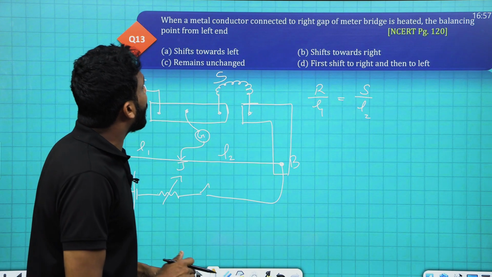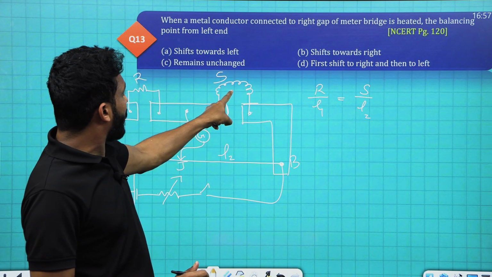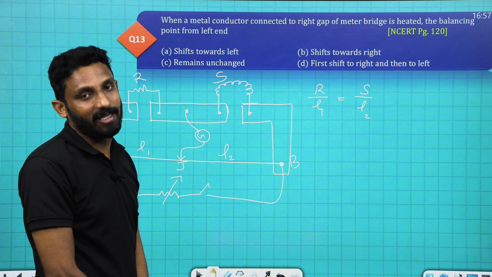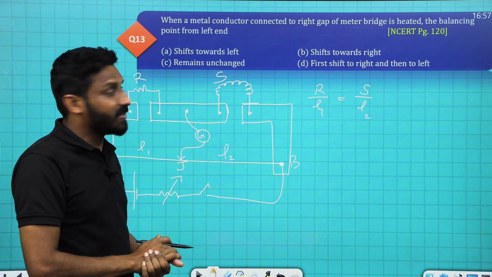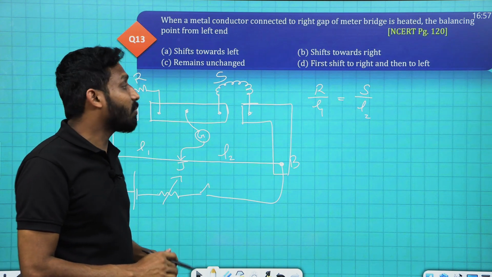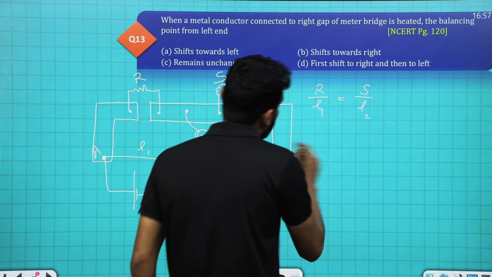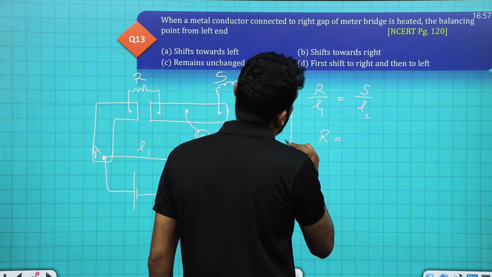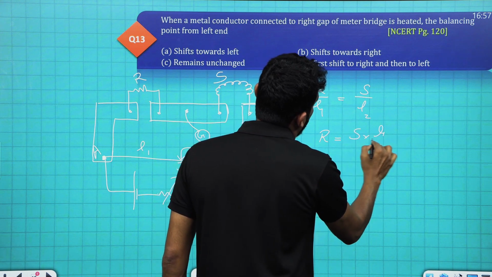Now here what is being said is that a metal conductor connected to the right gap is heated, meaning the S value is increasing. S is increased. What happens? S is increased, then what happens? See, we have S increasing. We have R is equal to S into L1 by L2.